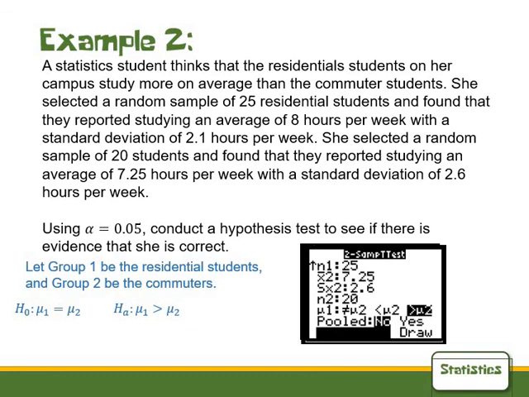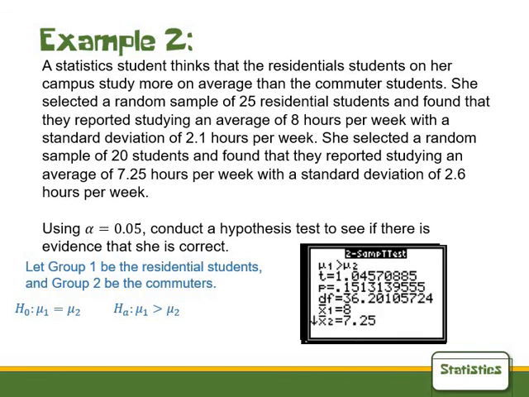Always leave pooled on no when you have software that will allow you. And then it's blacked out there, but it was because it was blinking on it. Calculate. I clicked calculate. You can draw if you want to see the picture as well. And you'll get your test statistic that it computes using the formula that I had on the slides. It's 1.05 if you round it, and the p-value is about 0.15.